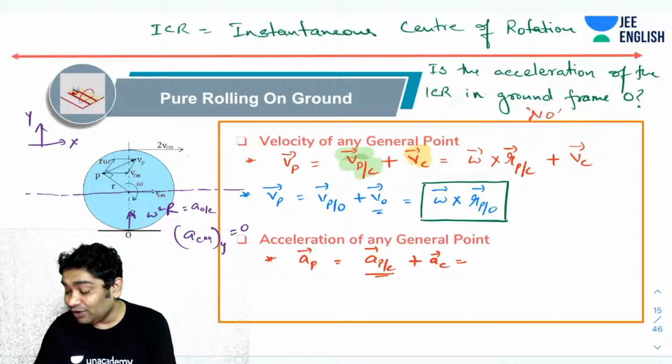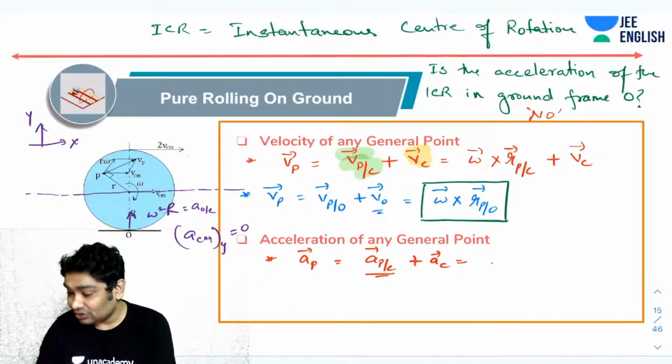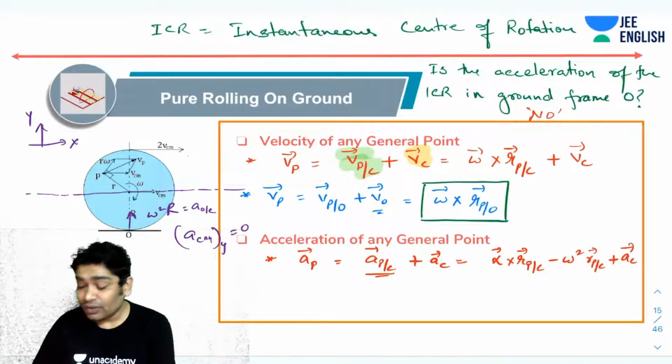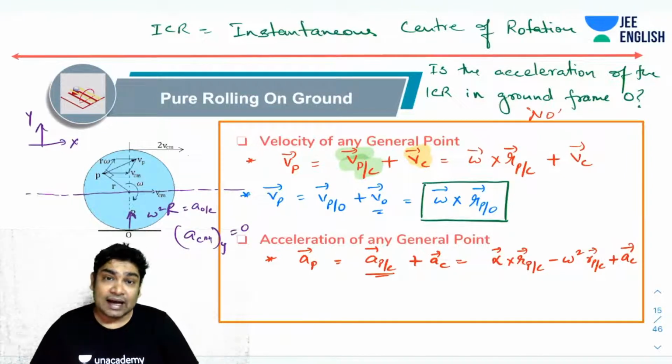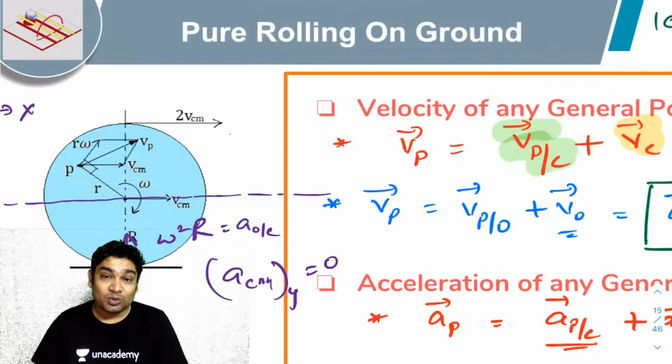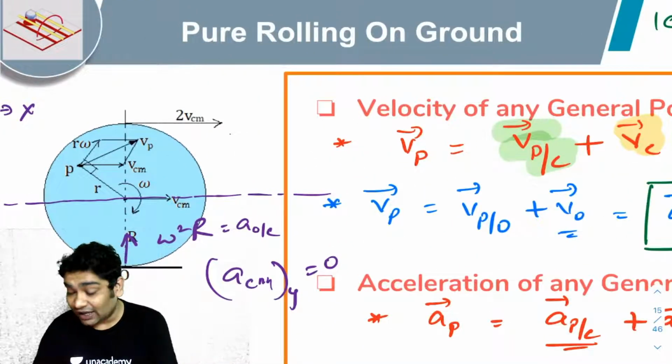So this we already knew was alpha times R of P with respect to C, plus, I had minus omega square R of P with respect to C, and I have plus ACM. So there were three things that I had to write. So again, let's take a look. This vector diagram easily shows you about the velocities, but let's have another vector diagram which shows you about the accelerations also. So how about the accelerations?